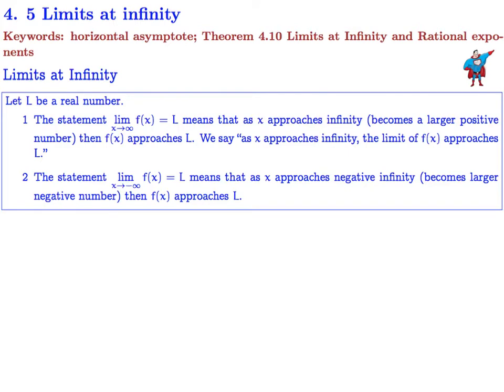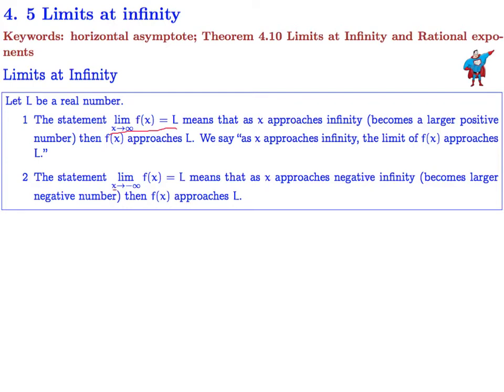So now we have our formal definitions of limits at infinity. Let L be a real number. Then the symbols, the limit as x approaches infinity of f of x equals L, mean that as x approaches infinity, that is, as x gets larger and larger positive, the function value approaches L. So graphically we get close to L. We say that as x approaches infinity, the limit of f of x approaches L.